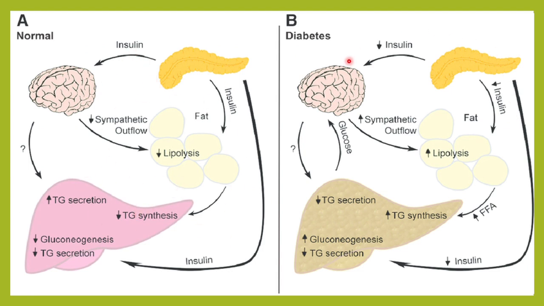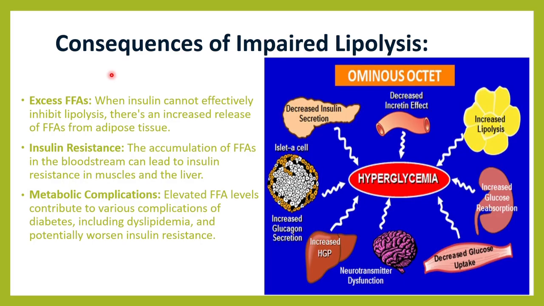And in diabetes, what happens? There is decreased insulin, or insulin sensitivity is reduced. There is insulin resistance. Hence, lipid metabolism is impaired in diabetes. The consequence of this impaired lipolysis is that there will be excess free fatty acid. Whenever insulin cannot effectively inhibit lipolysis, there is increased release of free fatty acid from the adipose tissue. So you can see here the lipids are increasingly broken down, and there is increased release of free fatty acid from the adipose tissue.